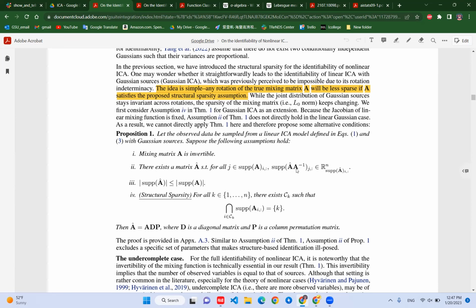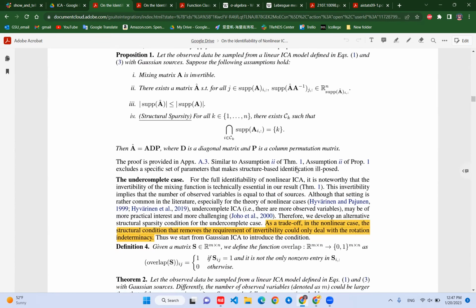So proposition 1 in section 3.2 is about linear ICA now, with Gaussian source. And the assumptions are pretty much the same as theorem 1, but now for the linear case. And the conclusion is that the learned A matrix is a scaled permutation of the true A matrix. And that's the condition for identifiability.